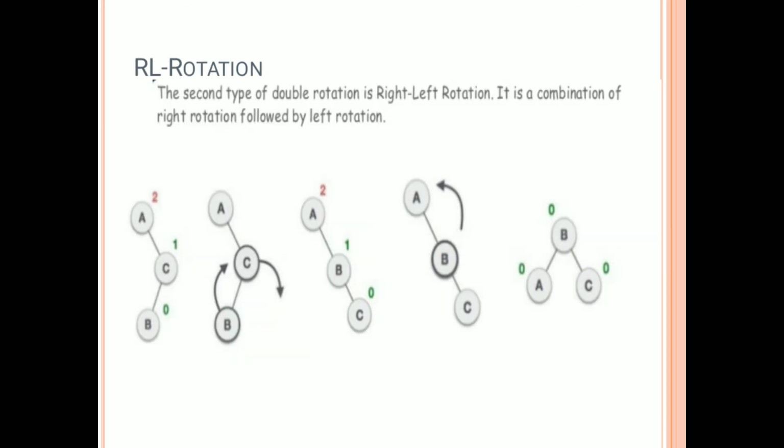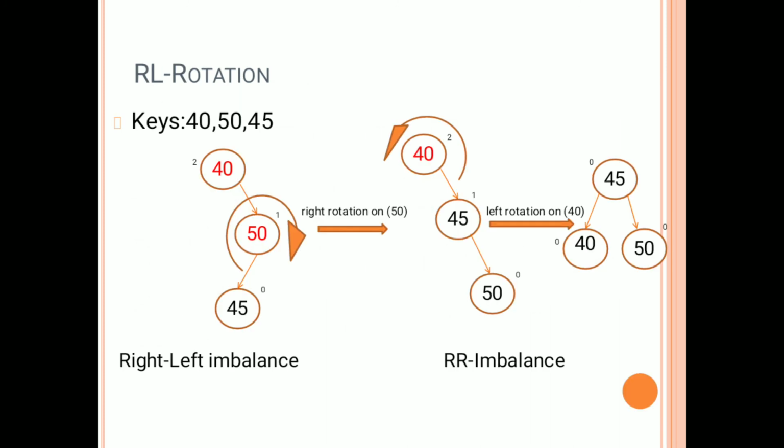The final rotation is RL rotation. RL rotation is right of left rotation. When the node is inserted on the right of left and the tree has no weight or less weight than the right subtree, the tree becomes imbalanced. Hence we need to rotate the tree once right and once left. This type of rotation is known as RL rotation. To understand this RL rotation better, we consider an example.